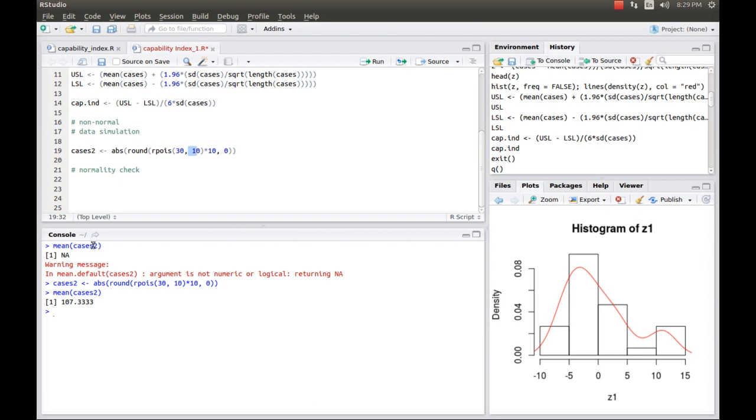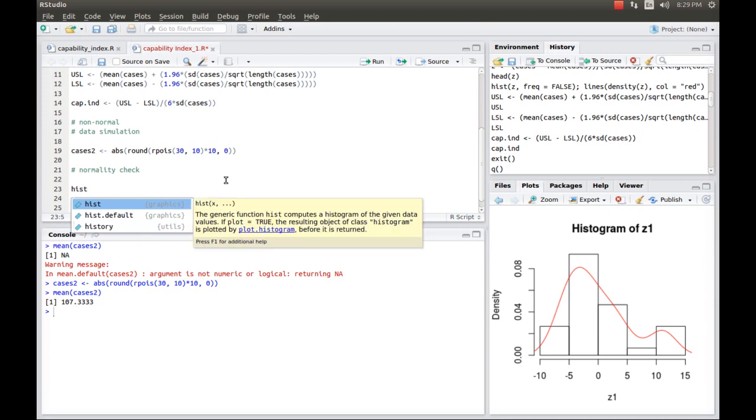So let us go for the normality check without much ado. I'm going to tell you how to check the normality as usual, as we did in the last demonstration. We have a beautiful function in R programming, that is histogram. This is one of the techniques that belongs to visual investigation.